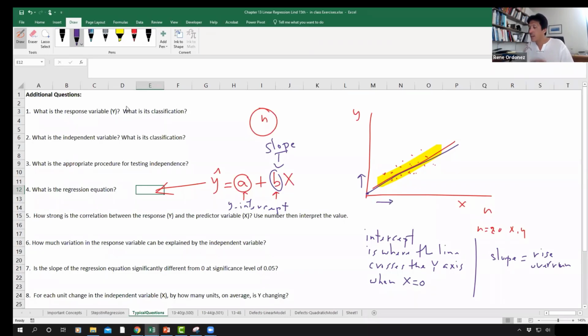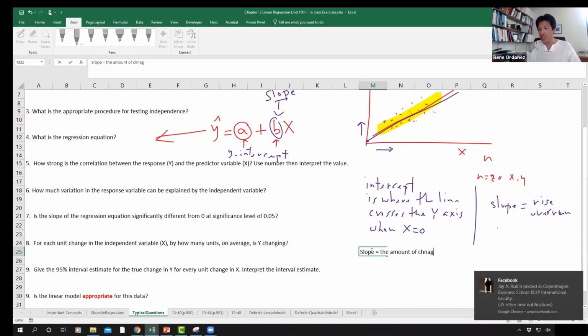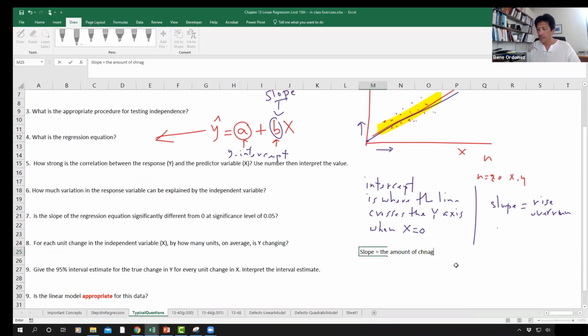Let me use another definition of the slope. So the slope is defined as the amount of change in y for every, and here's the key here, every unit change in x.